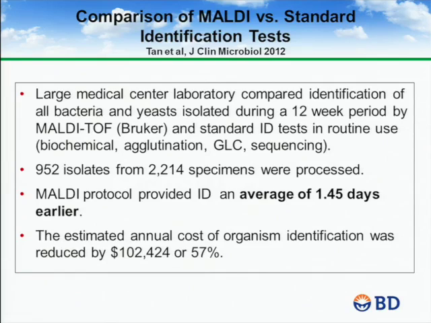When we compare the impact of MALDI-TOF identification with standard identification tests, this was a study that was done in one of the large US laboratories comparing MALDI-TOF versus standard identification. They looked at 952 isolates. MALDI-TOF was able to identify the organisms on average about 1.5 days faster than biochemical testing. And the impact of that was that it reduced the cost of organism identification by more than 50%. So very cost effective as well as rapid and accurate.